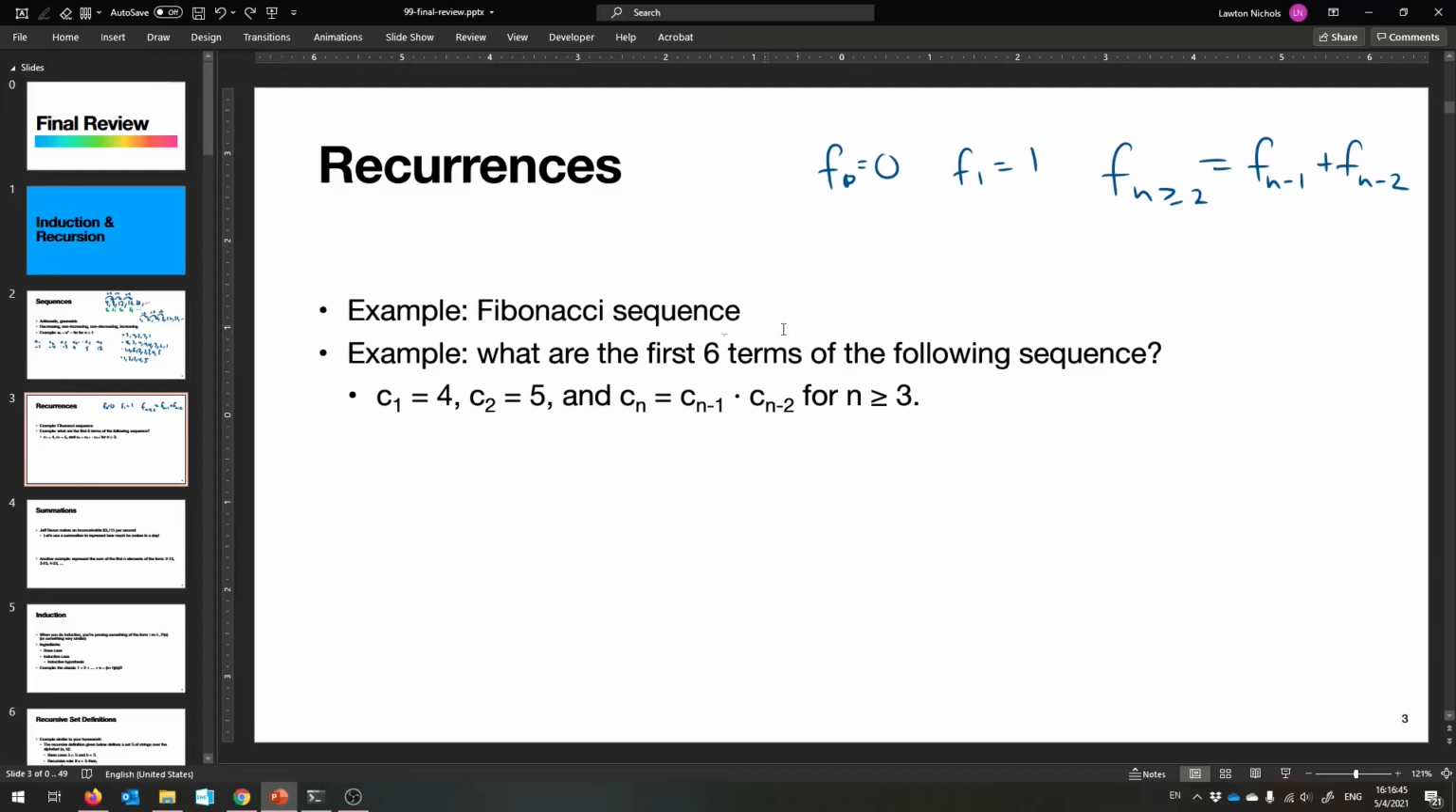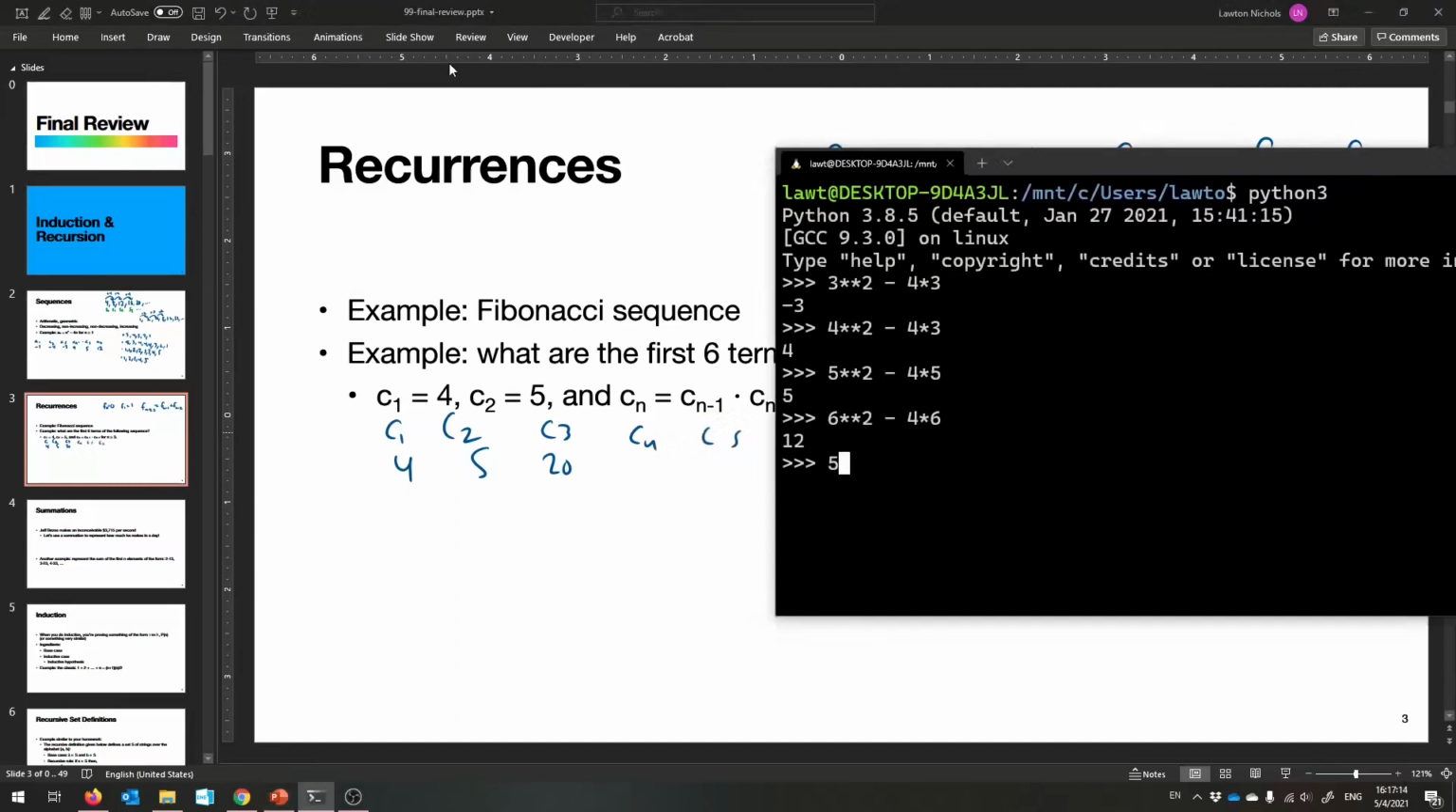Okay? An example, what are the first 6 terms of the following sequence? Well, we have 4 and 5, that's for sure. And then the rest are the product of the previous 2. So this one, C3, is C of 2 times C of 1. And so the next one's 20. So C of 4, C of 5, C of 6 happens this way. So 5 times 20 is the next one.